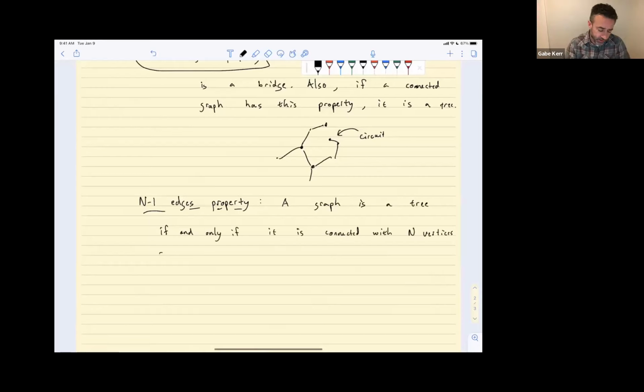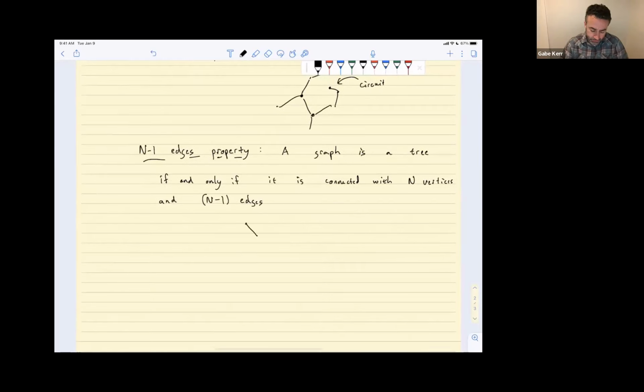So we can take a look. Let's say we have a tree like this. We can count the number of vertices here. There's 6 vertices. And if we count the number of edges, I have 1, 2, 3, 4, 5 edges. So indeed, 5 is 6 minus 1. So that checks out for this particular example.